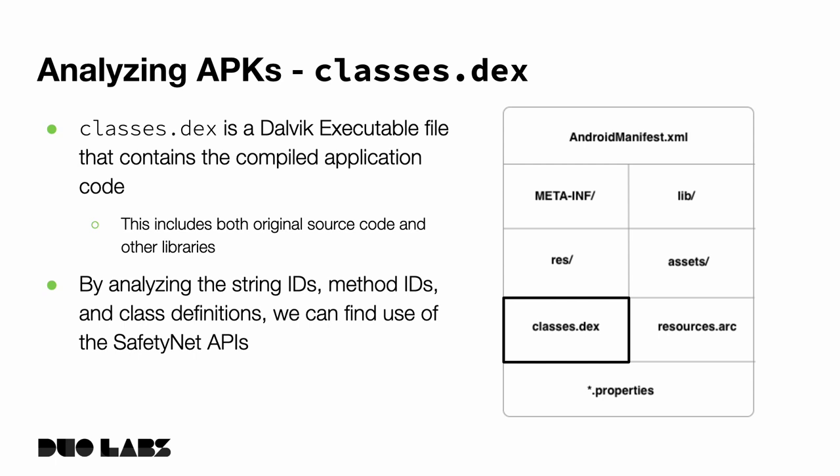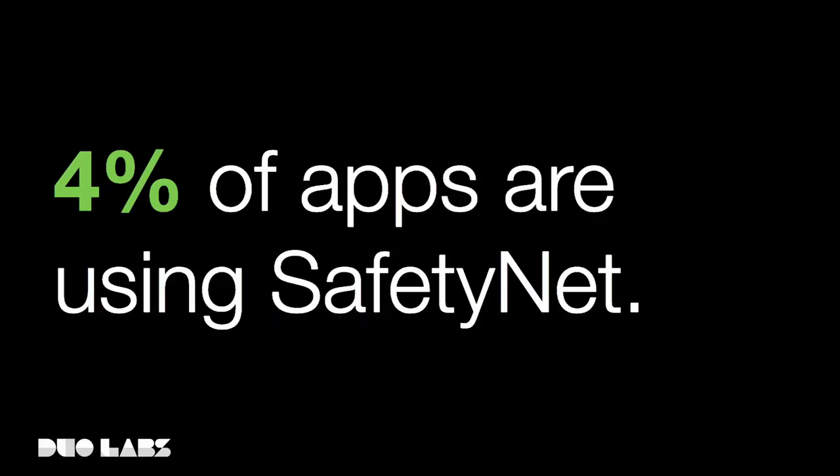So, okay, I've walked through three different approaches and some heuristics that are pretty easy to check for the use of SafetyNet. Now I'm going to talk through some of the results that we found. Through our corpus of apps, we found about 4% of apps were using some version of SafetyNet. And I'm going to talk through some of the different categories and verticals that were using it.